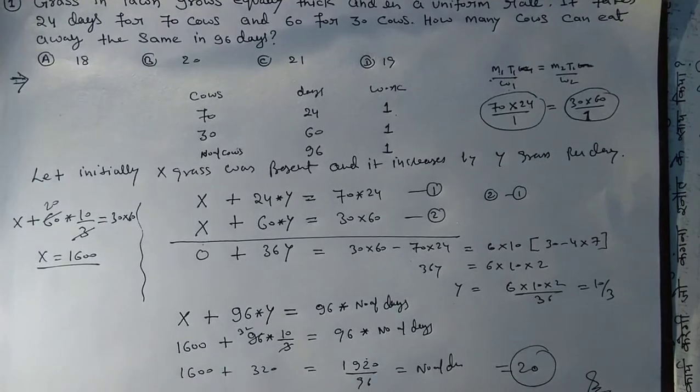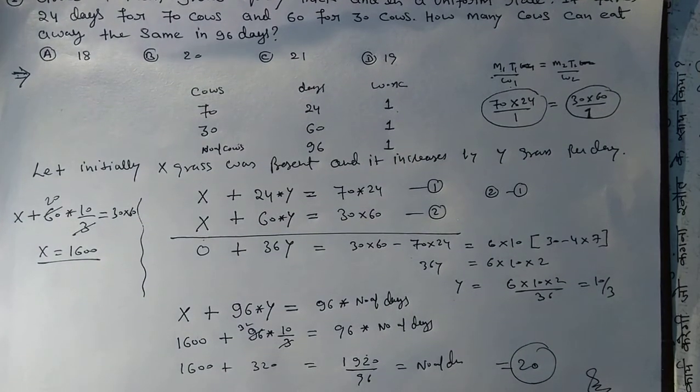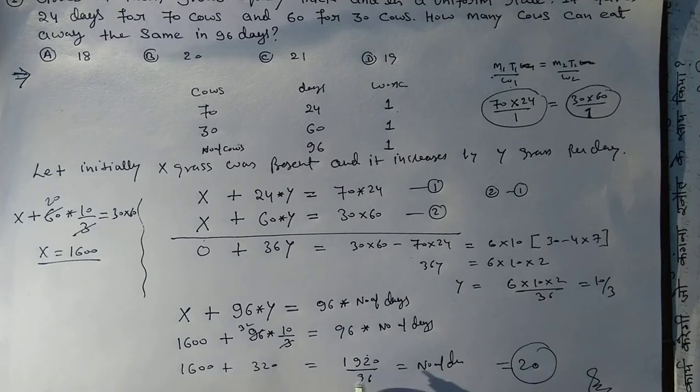If you are not getting it, you can see again. There was some disturbance because we do not have time. So that will be 1920 upon 96. If you cut, then you will get 20. That is a very easy question.